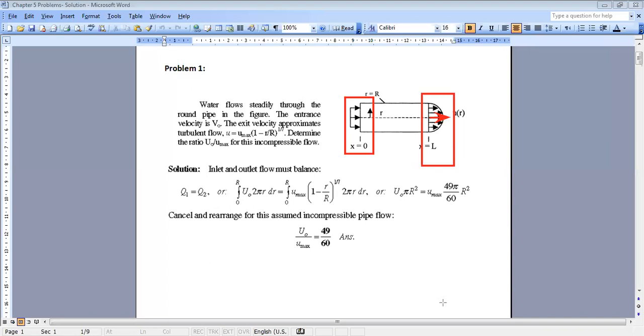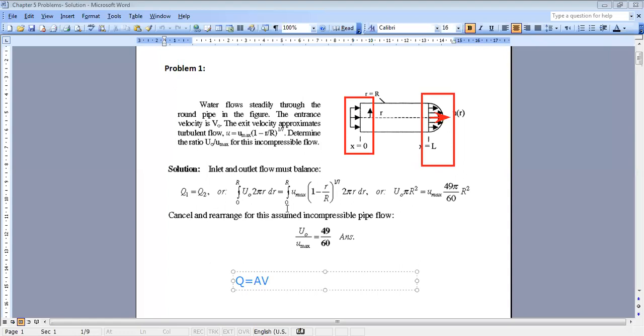Then, why did I choose this area? I will repeat for you. If you want to write Q equals A times V, when you just write this, what does it mean? This means that you assume that the velocity is the same for the whole area, yes or not?